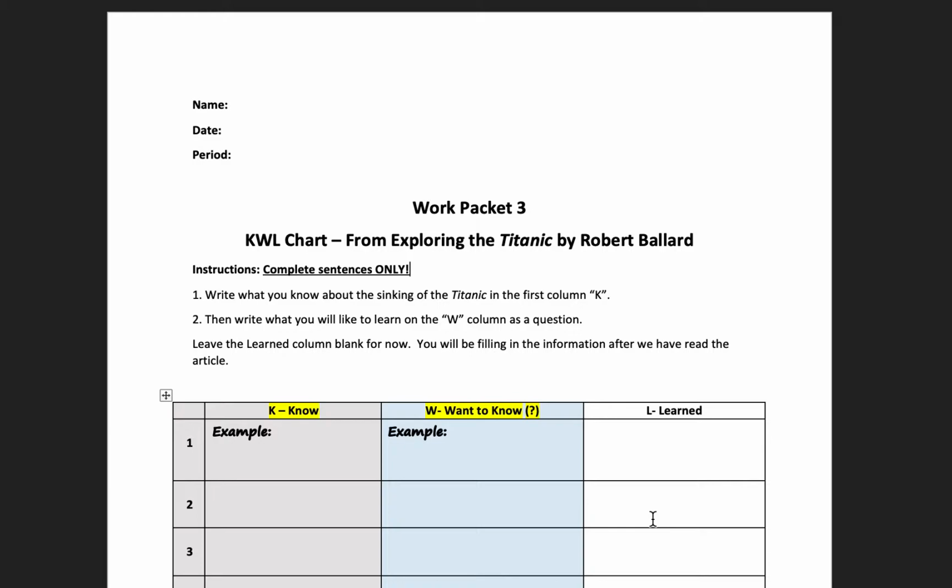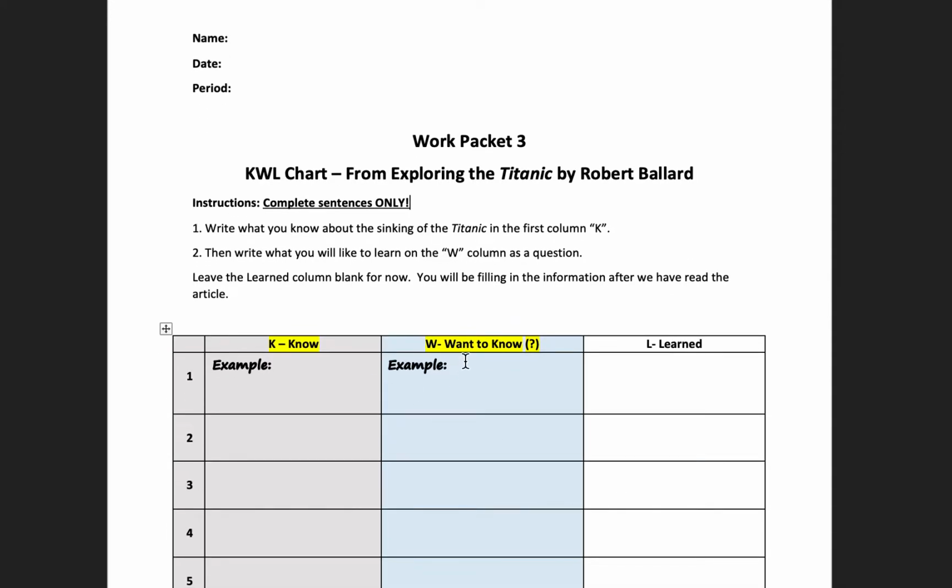Now, I usually do a Titanic unit, like I told you all about before school was closed, and we are going to start that with this assignment. So, first up is a KWL chart. Most of you know what a KWL chart is, but for those of you who don't, I'm going to go ahead and explain. A KWL chart prepares you for something that you're going to learn about. In this case, we're only going to focus on the K and the W.